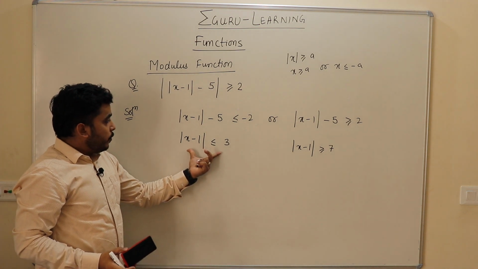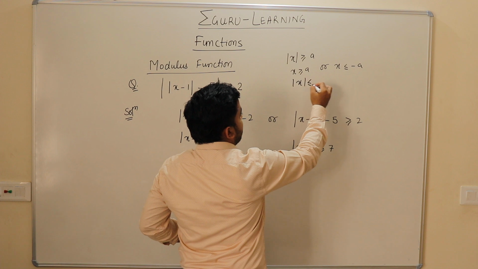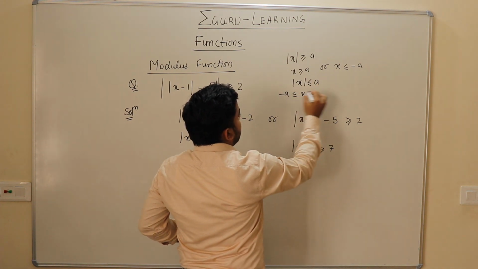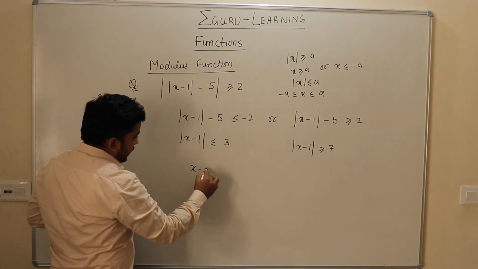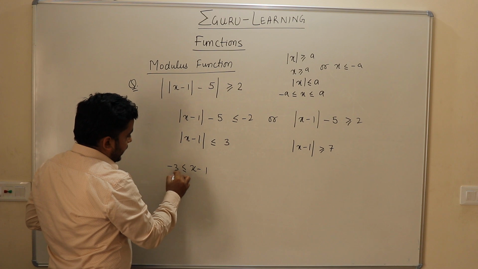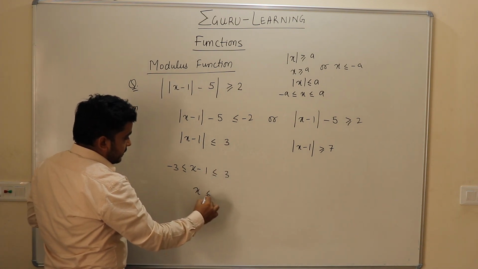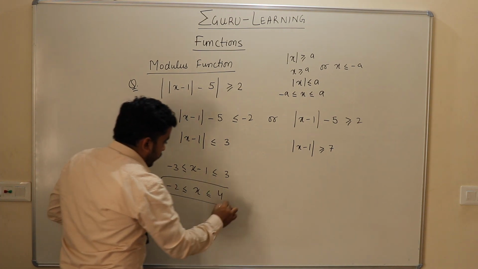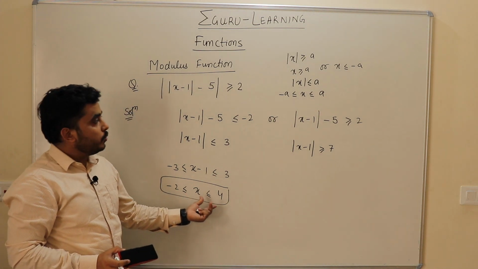Now mod of x less than or equal to a, using this property, that means x should lie between minus a to plus a. Hence we can write this as x minus 1 should lie between minus 3 to plus 3. Hence x lies between minus 2 to 4. So from here we are getting one region that x should lie between minus 2 to 4.